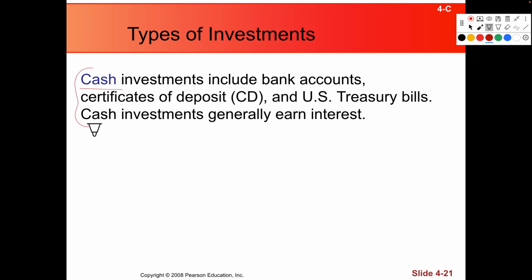Yes, an IRA is an individual retirement account. It's not a type of investment. It is a wrapper around an investment so that you don't pay any taxes on the interest.